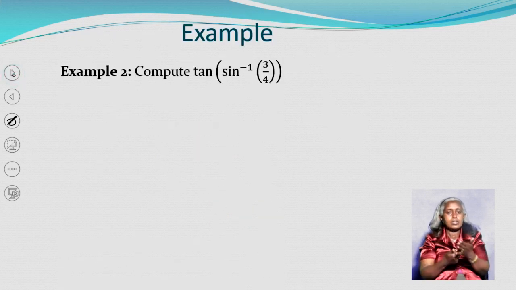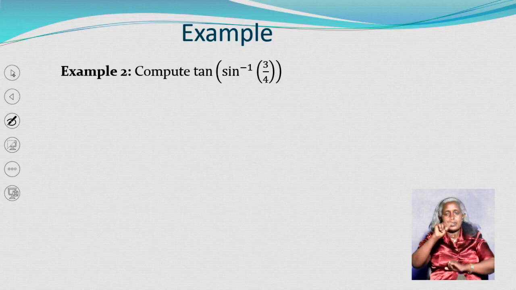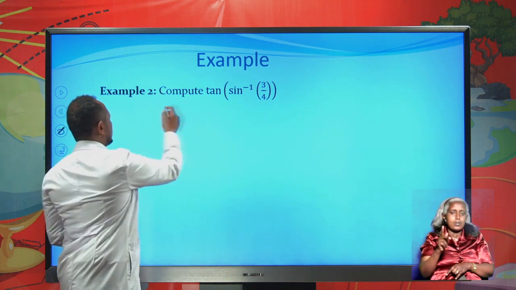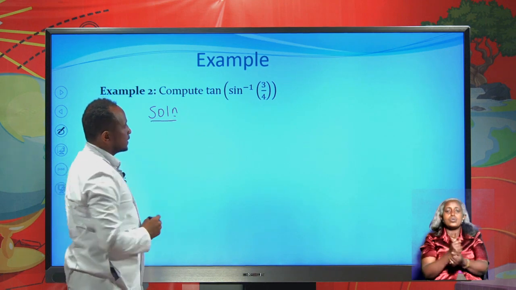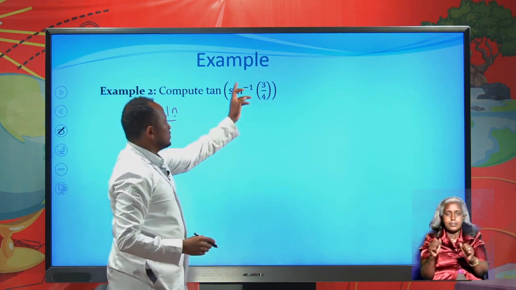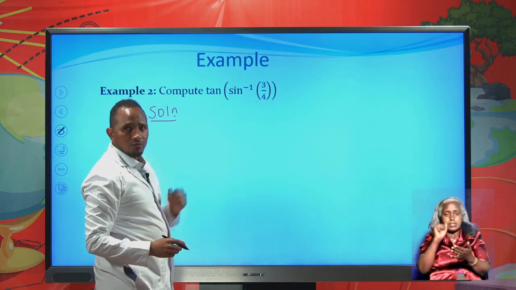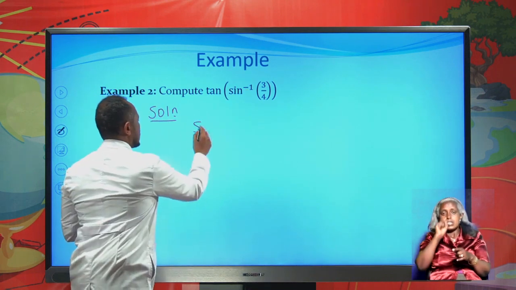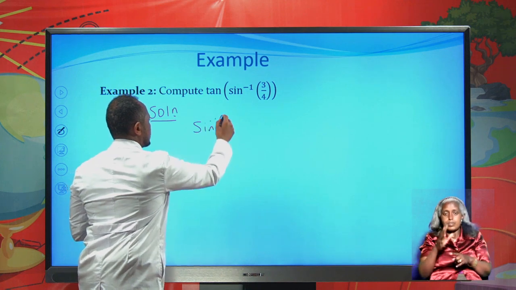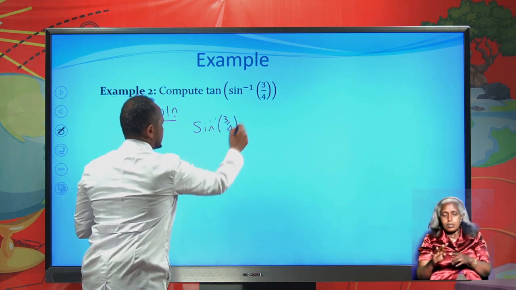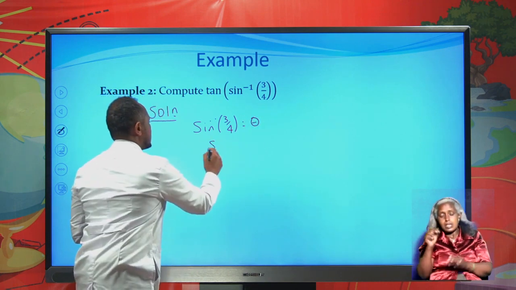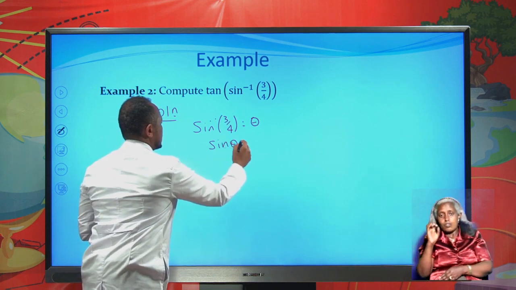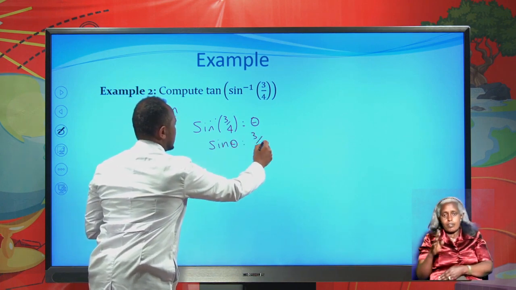Okay, here it says compute tan of sine inverse of 3 over 4. To solve this, solution: let's assume this to be theta, sine inverse of 3 over 4. So sine inverse of 3 over 4 is equal to theta. So sine of theta gives you 3 over 4.